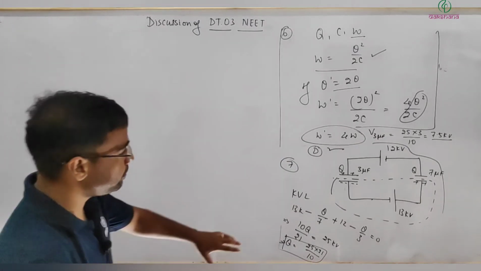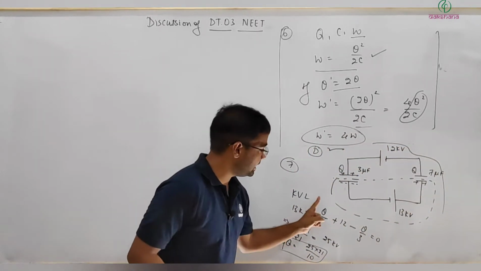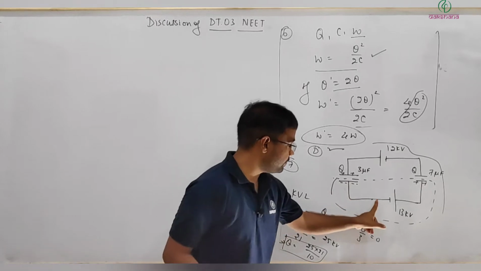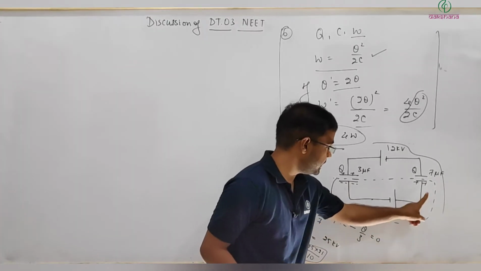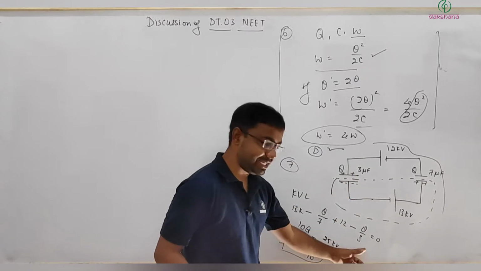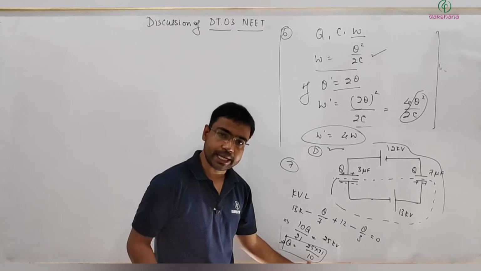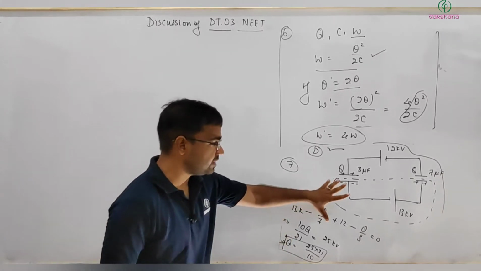Okay, I hope you are clear with this. Here we applied KVL in this loop and started from here: plus 13 minus Q by 7 plus 12 minus Q by 3. Solving this, we get Q equal to 25 multiplied by 21 divided by 10. Okay, so I need actually the voltage.